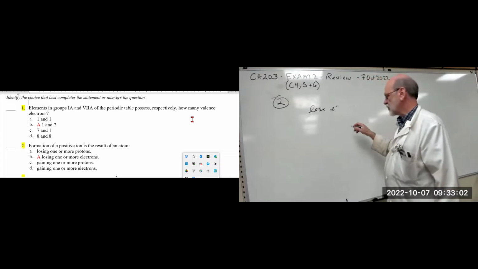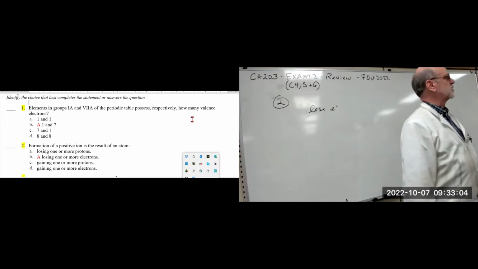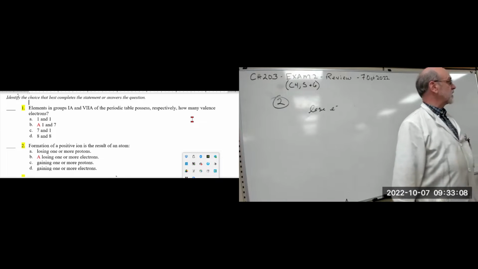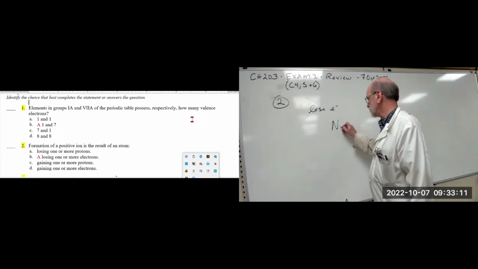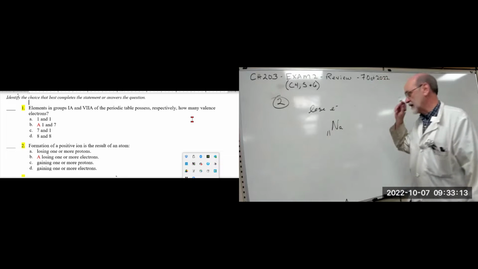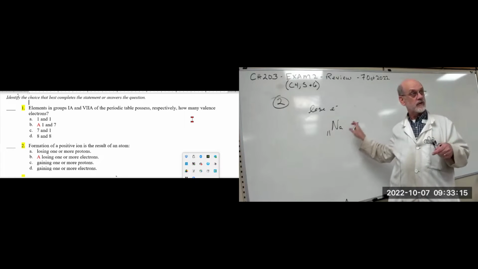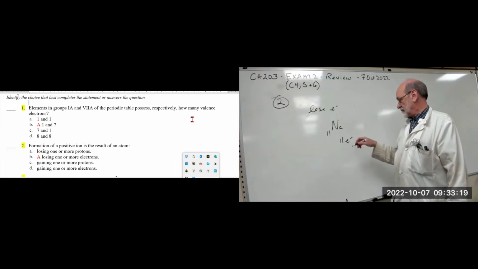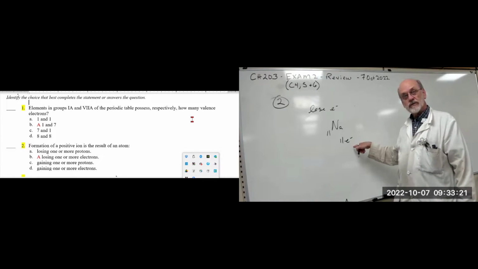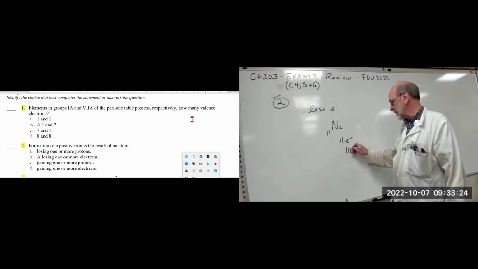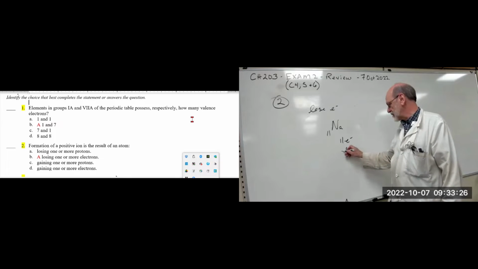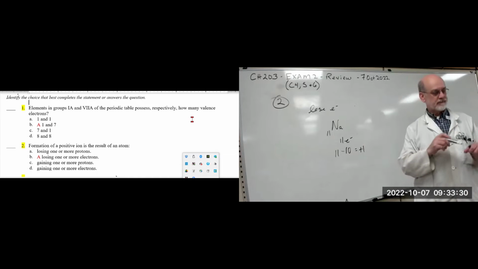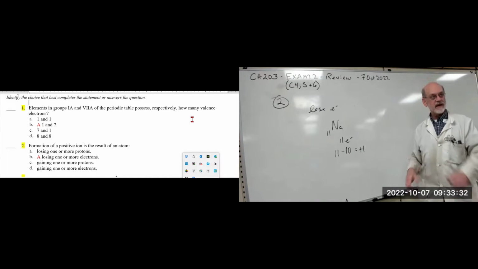Lose an electron. So if we have something with, I don't know, sodium, it has 11 protons. It also has 11 electrons if we're neutral, right? So if you lose an electron, now you only have 10 electrons. You have 10 negatives and 11 positives, means you're positive 1. Okay, that's how you make an ion.